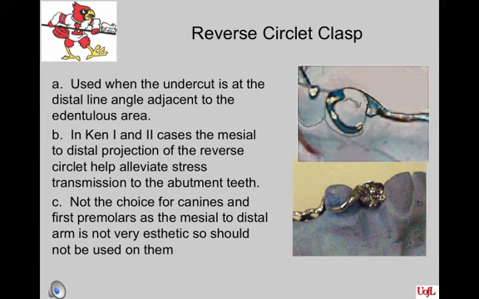In the Kennedy Class 1 and 2 cases, the mesial to distal projection of the reverse circlet helps to alleviate stress transmission to the abutment teeth. When the distal extension receives forces, the direct retainer actually moves into a deeper undercut, thus disengaging from the tooth. It is not the choice for canines or first premolars, as the mesial to distal arm is not very aesthetic when you see it from the anterior direction.